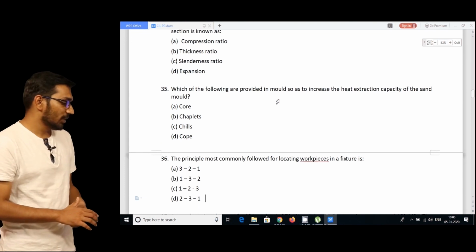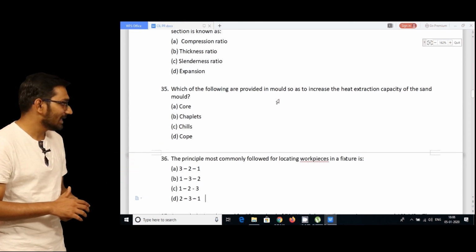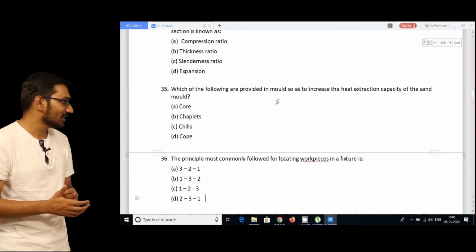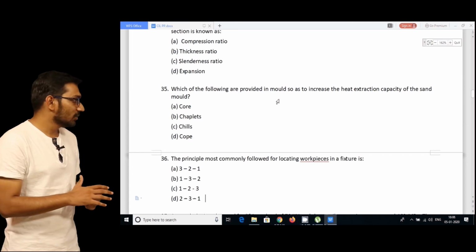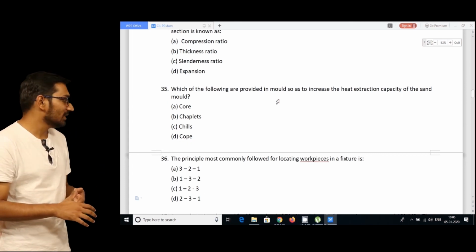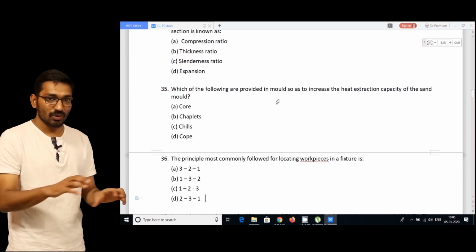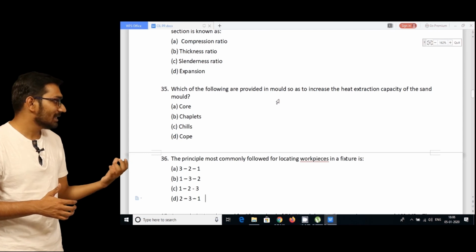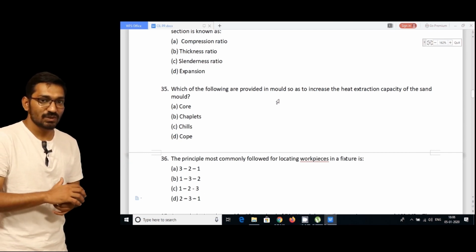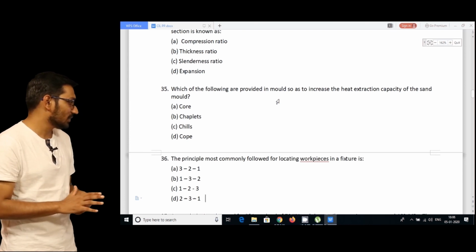Next is, which of the following are provided in the mold so as to increase the heat extraction capacity of the sand molding? To increase the heat extraction capacity, we are using chills. Cores are used to make the hollow parts of molds, and chills are used to increase the heat extraction capacity to make the solidification time uniform. So that's why chills are used.